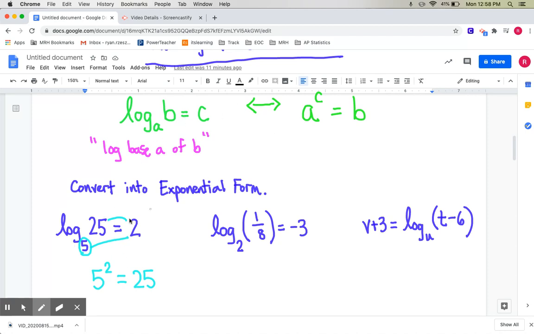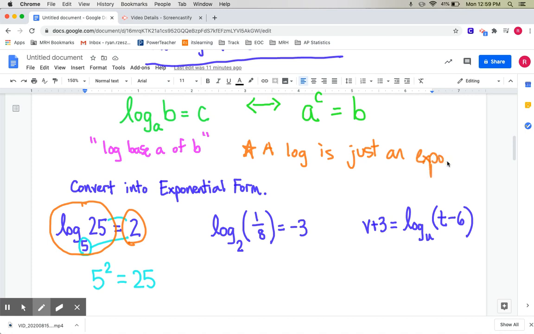A log in general is just an exponent. So this guy right here, if I was going to look at it, this is the exponent that takes me from 5 to 25. And the exponent that takes me from 5 to 25 is totally 2. So whenever you get lost, and you will with log stuff, just remind yourself, a log is just an exponent. It's the exponent that makes your problem work.